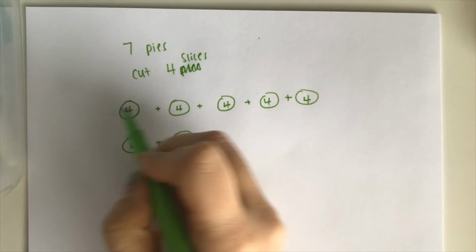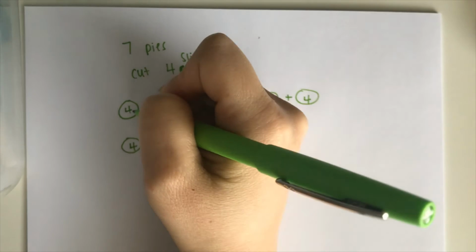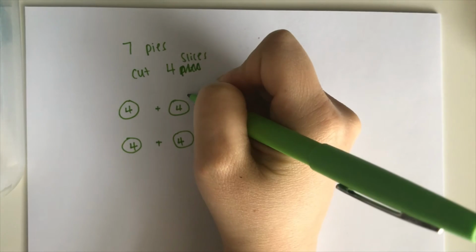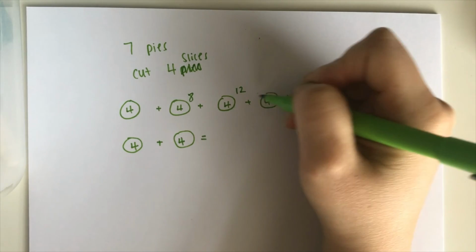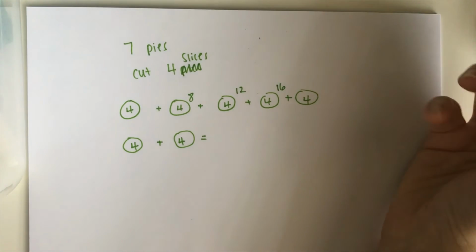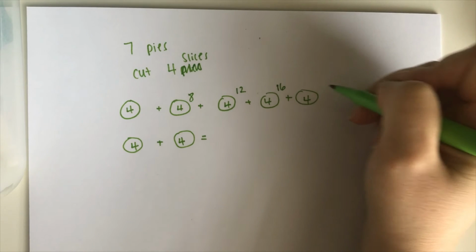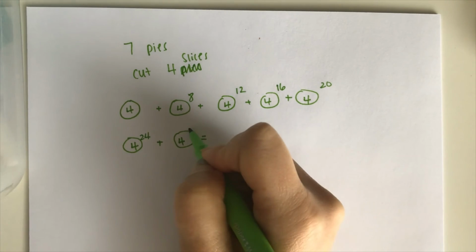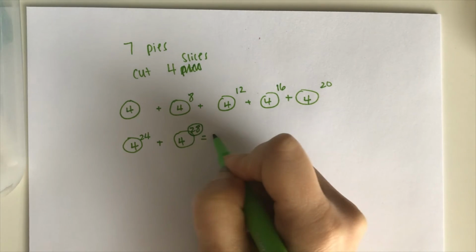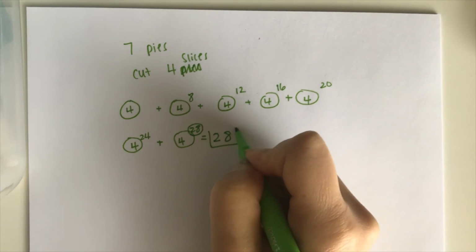So now, we can do it like this. 4 plus 4 is 8. 8 plus 4 is 12. 12 plus 4 is 16. 16 plus 4 is 20. 20 plus 4 is 24. 24 plus 4 is 28. So your answer actually came out to 28.